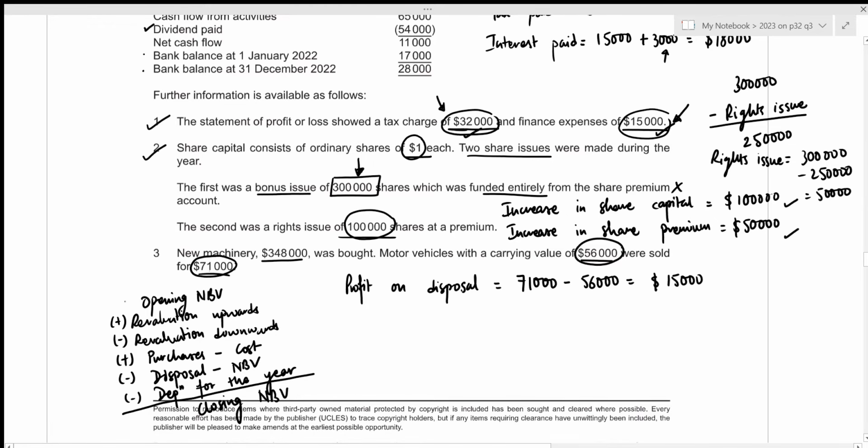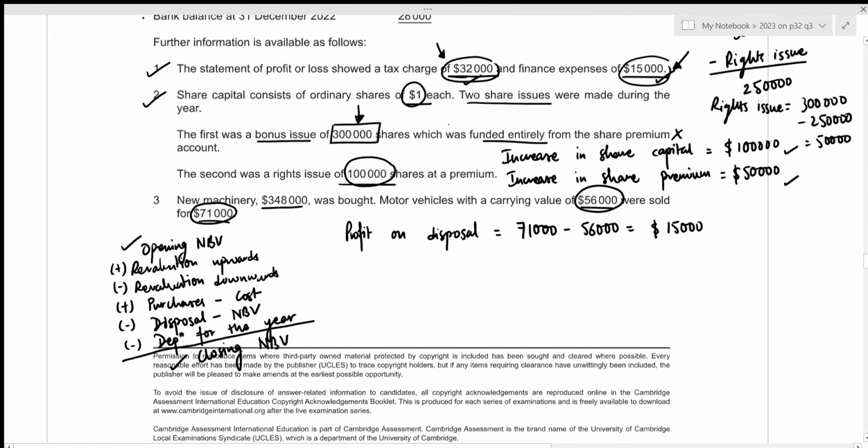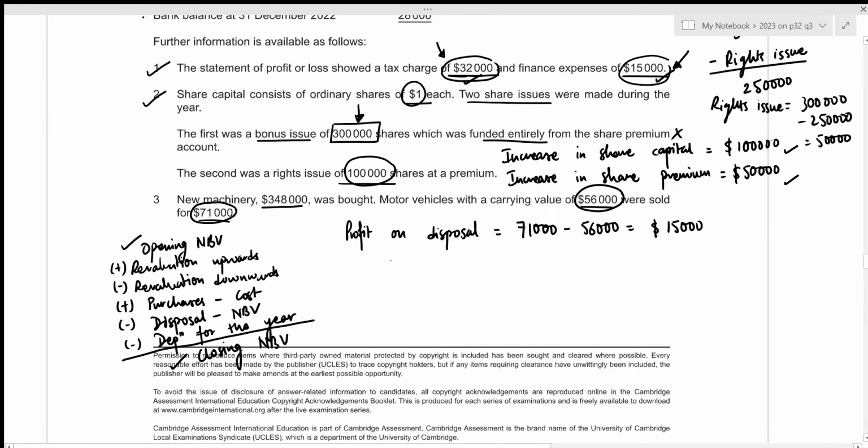But we are not given the opening net book value or the closing net book value. Instead, we were told that there is an increment in the property, plant, and equipment. So increment just means that our closing value was greater than the opening value by 472,000, right? So this is just the closing net book value minus opening net book value. That's 472,000. Now we can start with the equation. We just brought this to the other side.